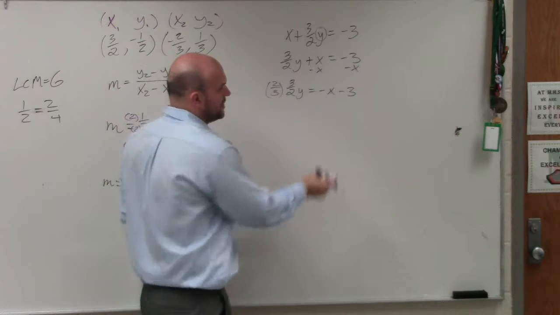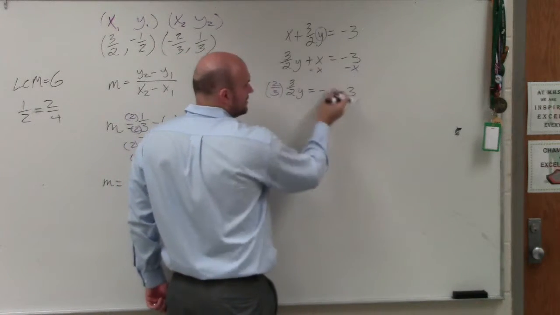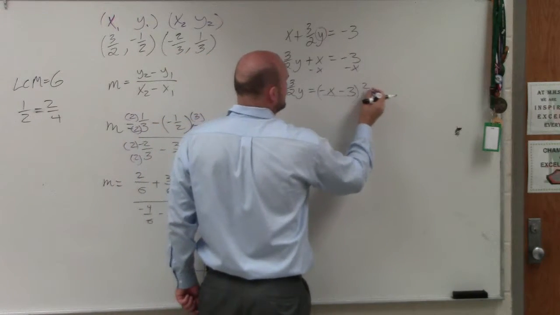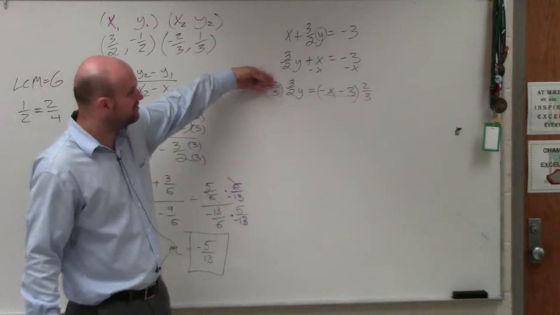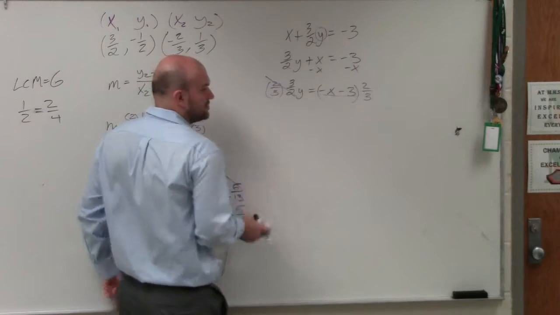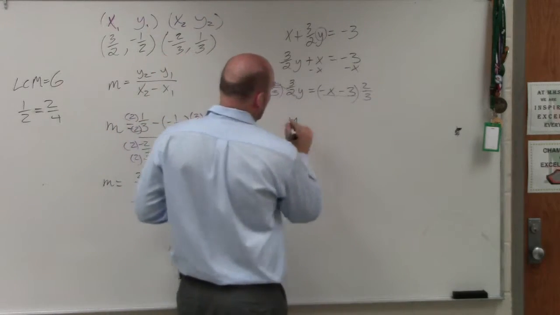Now, you notice here, though, I have a binomial. So what I'm going to have to do is put it in parentheses when I multiply here. So any fraction multiplied by its reciprocal makes 1, leaving me with a y.